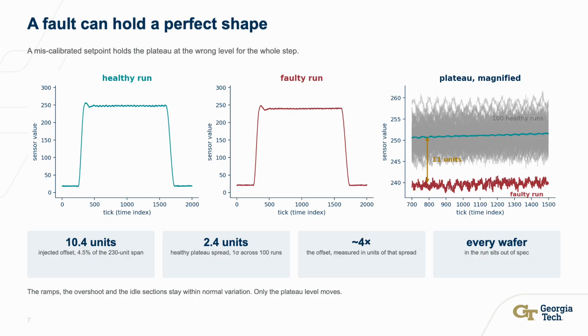The injected offset is 10.4 units, which is 4.5% of the 230 unit span. The healthy plateau varies by about 2.4 units, one standard deviation across the 100 runs. So the fault is roughly 4 times the normal plateau spread, clearly outside the normal variation and completely invisible to the eye at the full scale. Hold on to that number, 10 units. We will come back to it repeatedly.